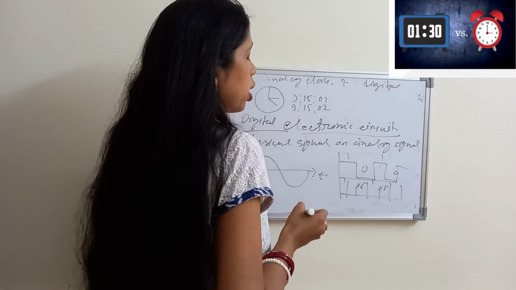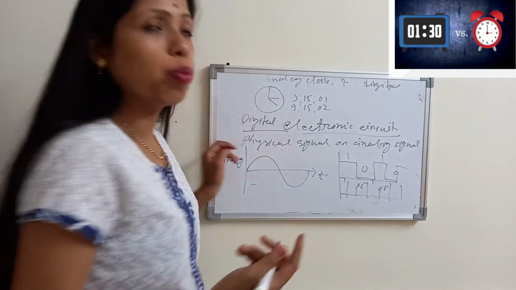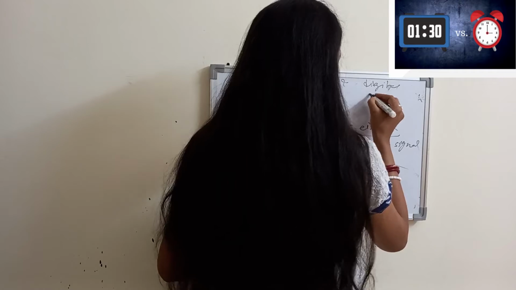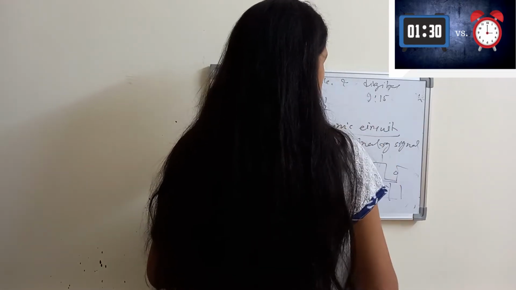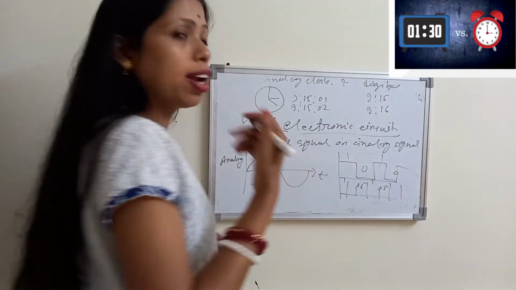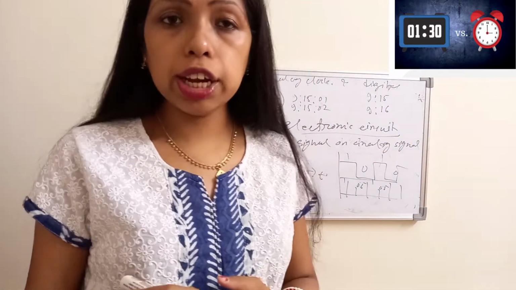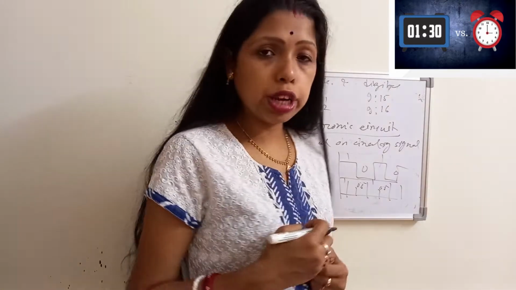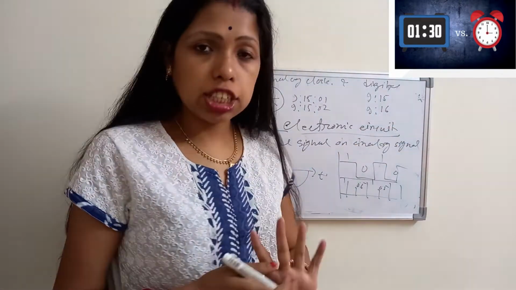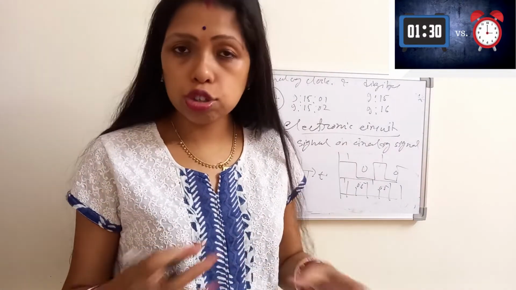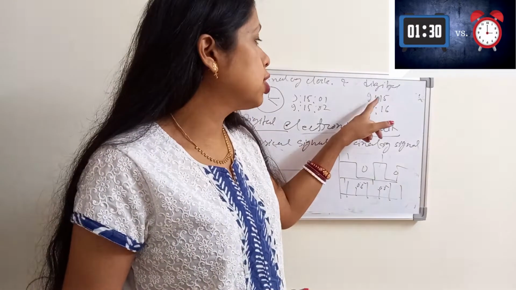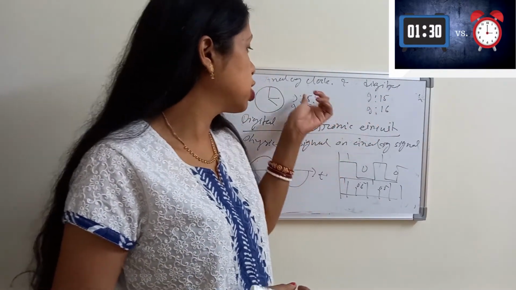In case of a digital clock, at any platform or airport, after 9:15 you can directly see 9:16. In between 15 and 16 there are 60 numbers, but you are not observing these numbers. After 15, you are directly getting 16. In between there are lots of numbers, and you are not calculating or taking them. So that is the digital form, and this is the analog form.